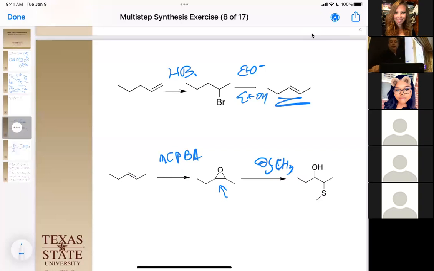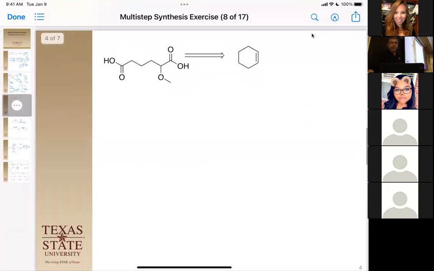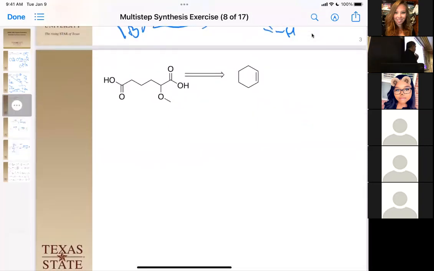All right, so now the last one. And I actually have the reagent wrong on the answer, by the way. I need to go switch it. I wrote the wrong reagent. I was rushing. But anyway, let's see, we got to do that.